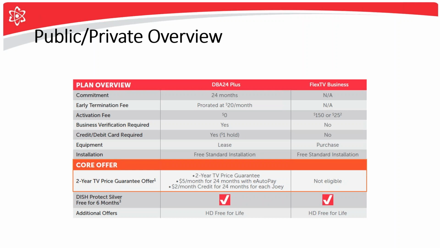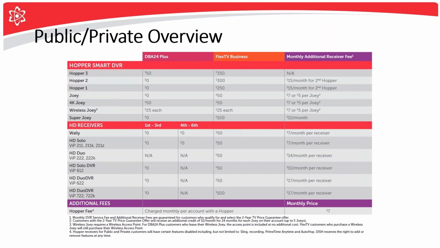As I mentioned earlier, the current core offer to your TV price guarantee is also available for commercial customers with the DBA 24 Plus plan. Flex TV Business customers will be very similar to your Flex TV residential customers, where they're going to pay the everyday price for their service, and they will not have a 2-year agreement. They also get HD free for life.